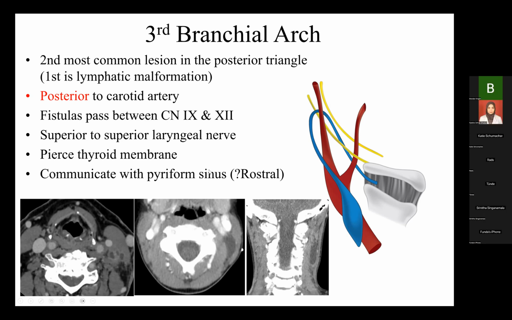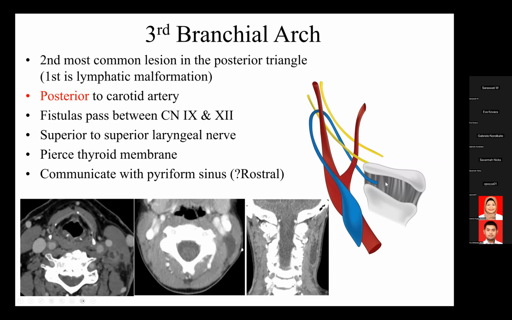Now, again, it's been very, very variable, but there was an article that was written by a good friend of mine who is actually chair of radiology at Sick Kids up in Toronto. And both the third and the fourth branchial anomalies communicate with the piriform sinus. Now, he felt that maybe if it's a little bit more rostral, it's more likely to be a third, but again, that's a little bit variable.